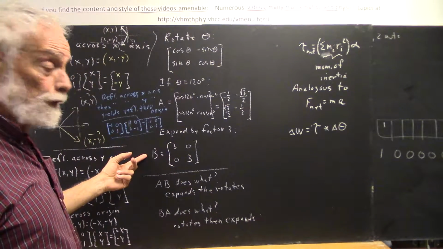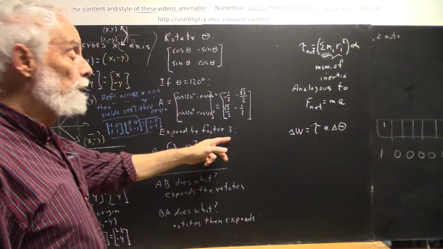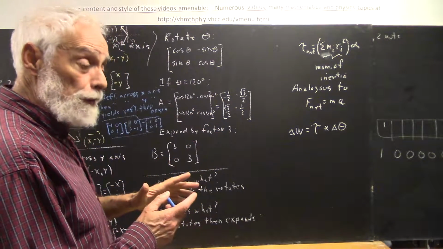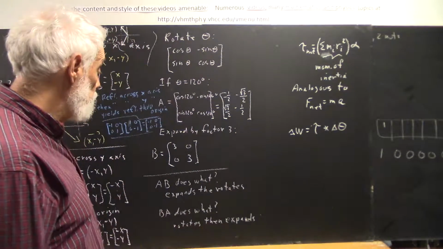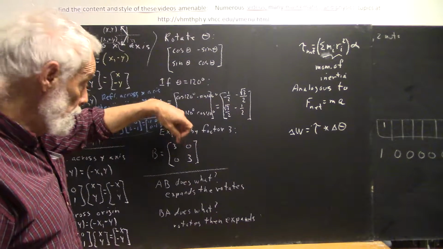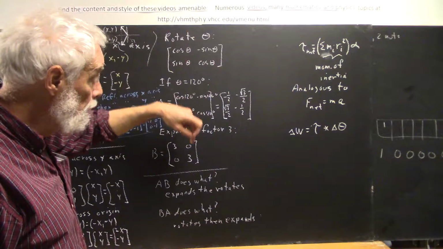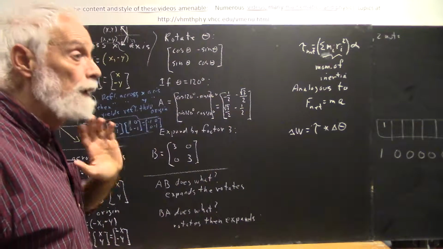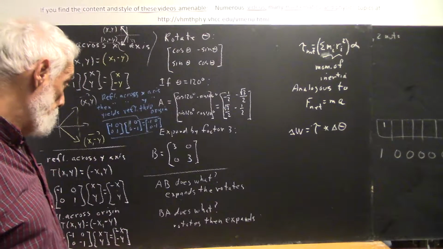This is a matrix for expanding by a factor of 3. In other words, whatever our vector is, we keep it in the same direction, we just make it 3 times as long. It should be easy to understand that this matrix does just that. We just multiply the x component by 3, multiply the y component by 3, the vector gets 3 times as long, and its direction doesn't change.